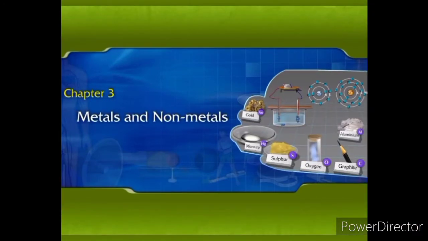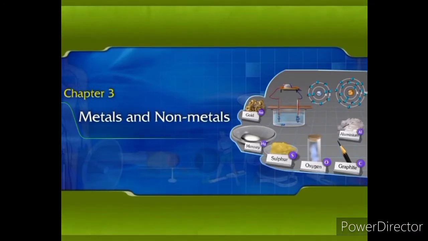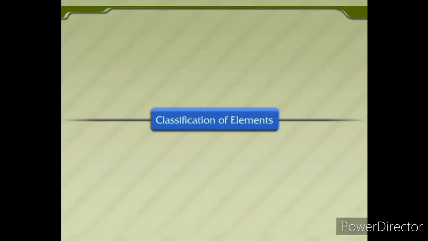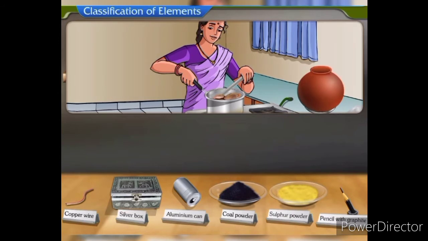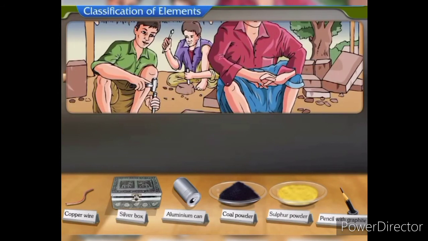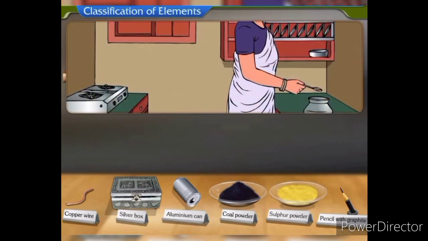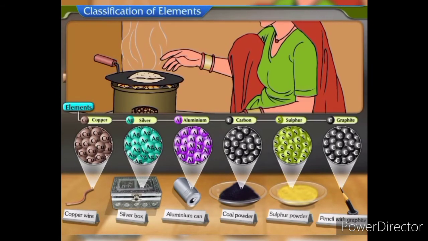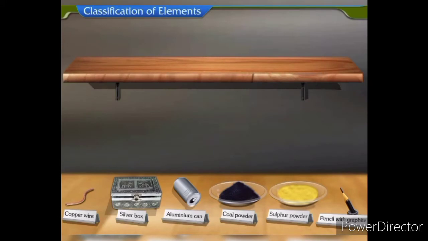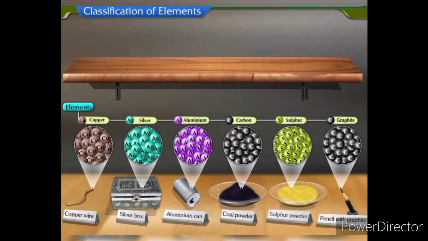Chapter 3, Metals and Non-Metals. Classification of elements. In our daily life, we come across many objects and substances around us. They are all made from elements. Let us collect some objects or substances from our surroundings and list down the main elements present in them.